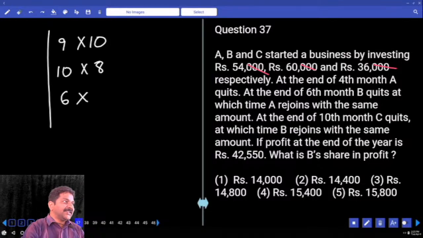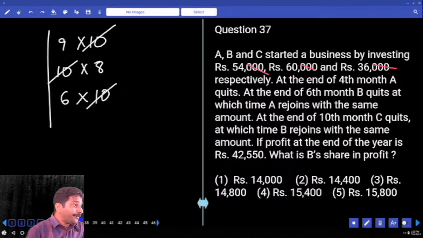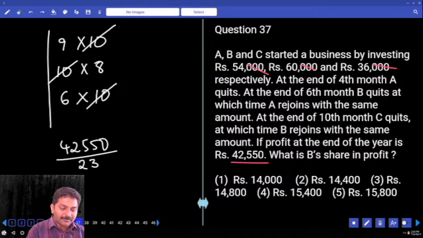2 months. C left at the end of 10 months, right? That means he is not there for last 2 months. He will be there for 10, 10, 10 gets cancelled. 9, 8, 6 is the ratio. Total how many parts we have? 23 parts. Total profit is equal to 42,550. 1 part value is equal to by 23.